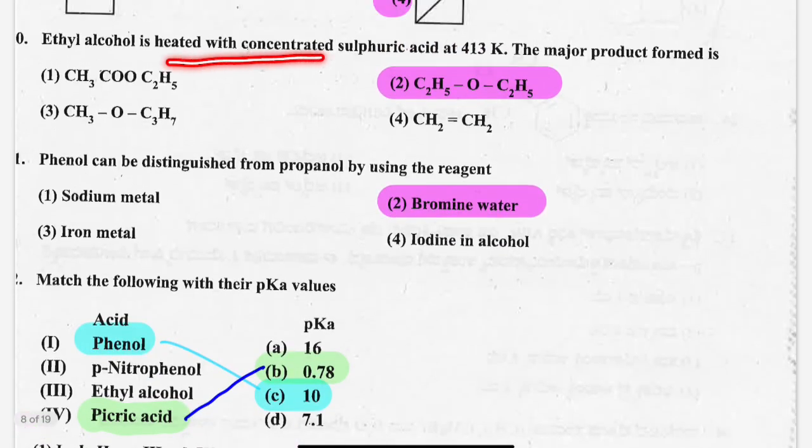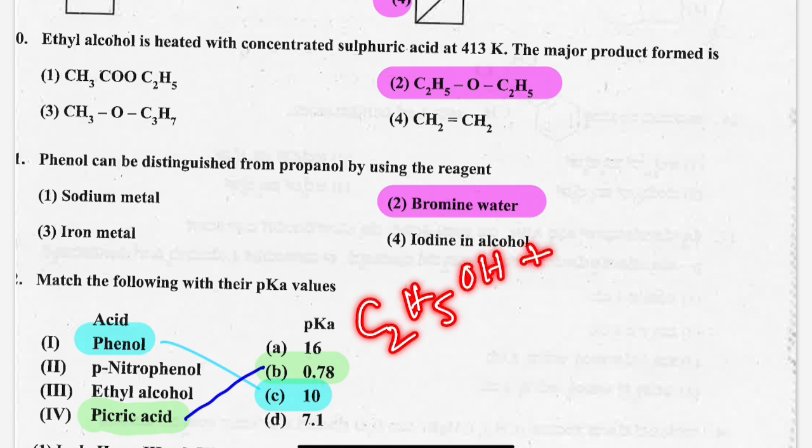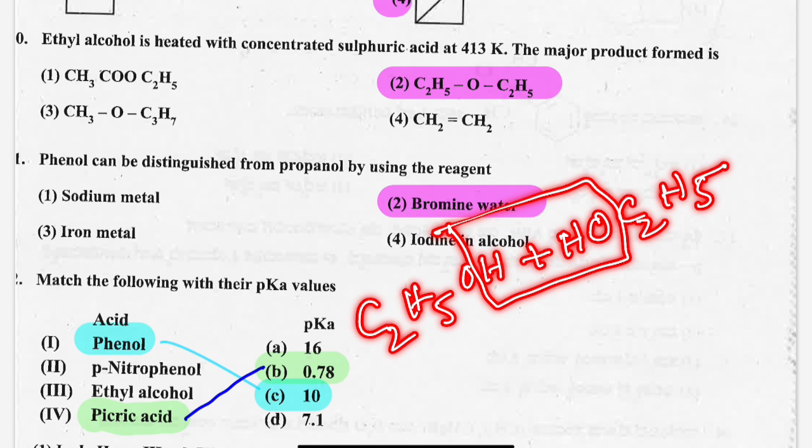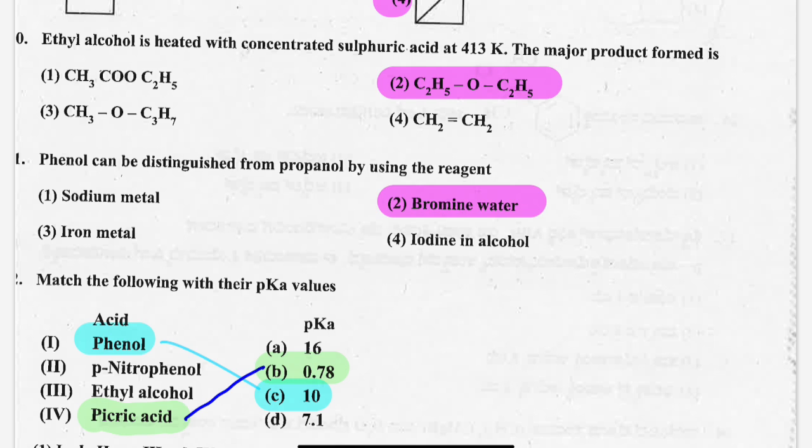Ethyl alcohol is heated with concentrated sulfuric acid at 413 Kelvin. The major product formed is. So take 2 molecules of ethyl alcohol, C2H5OH, plus you are treating with concentrated sulfuric acid. So take one more molecule, C2H5. So sulfuric acid is a dehydrating agent. So water you will eliminate. So what is remaining? C2H5O, C2H5. So diethyl ether will be the product.